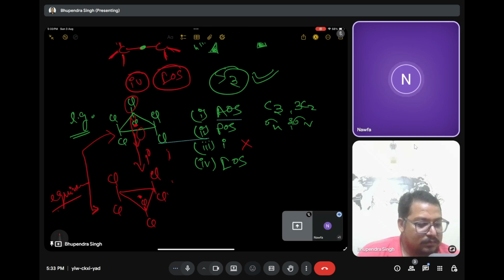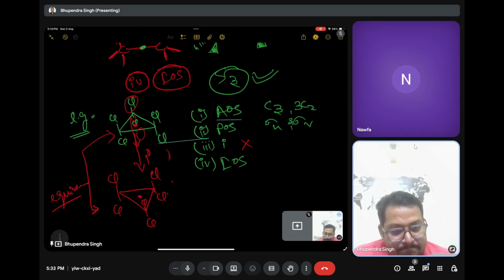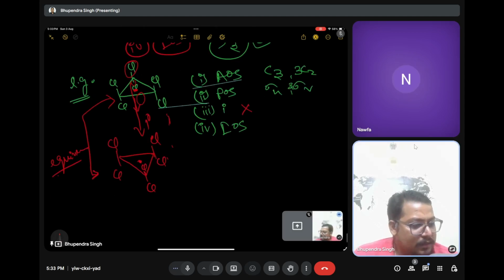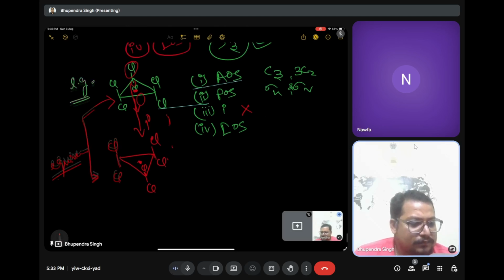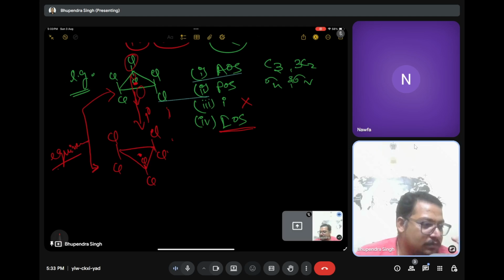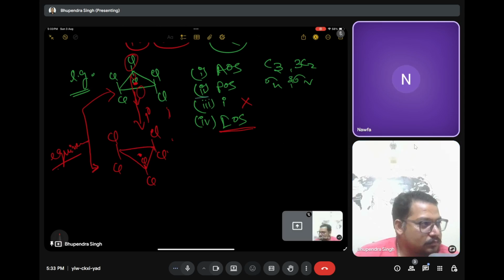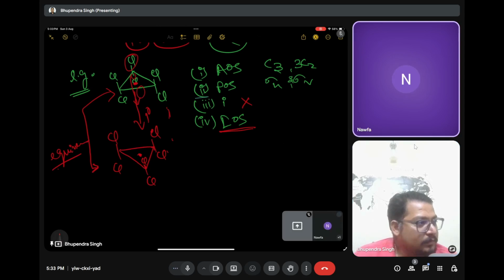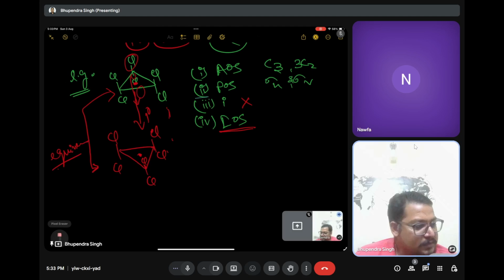Anyway, I'll solve a lot of examples here, and you will understand. Now find out the improper axis of symmetry. Tell me whether it is present or not. Okay, S3 is present.